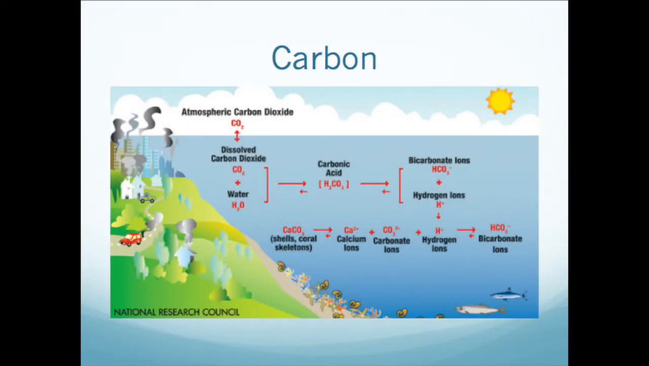So, a little bit about the carbon dioxide part of it. The atmospheric carbon dioxide gets dissolved with water, and the biggest source is from humans, and about 1/3 of that carbon is absorbed by oceans. And it breaks down and turns into carbonic acid, which breaks down into bicarbonate and hydrogen ions, which mixes with the calcium, carbonate, and hydrogen ions from shells and coral skeletons and creates even more bicarbonate ions. And this is the chemistry of how it creates this more acidic ocean.